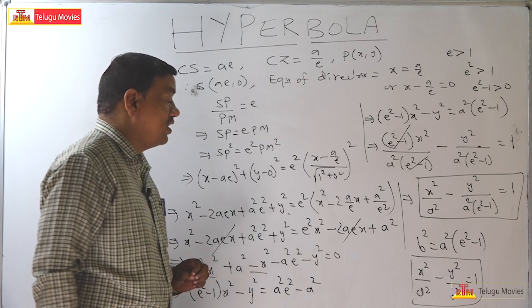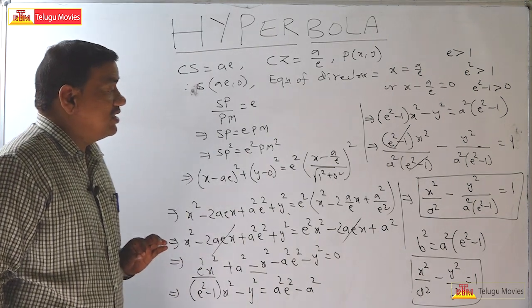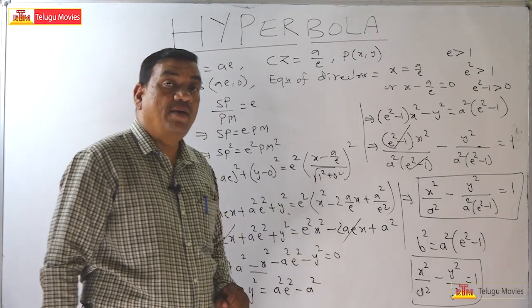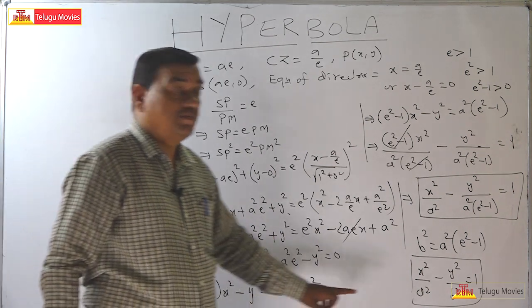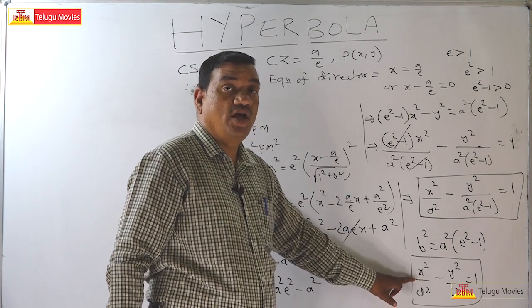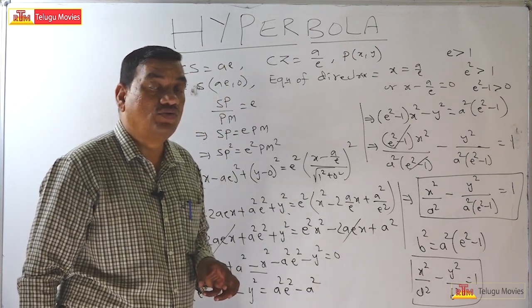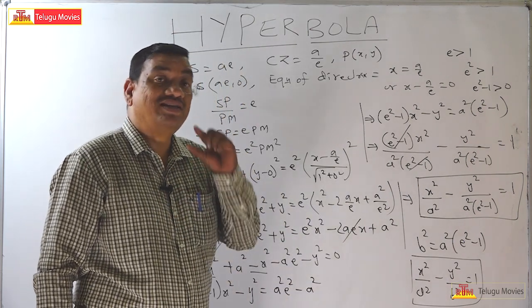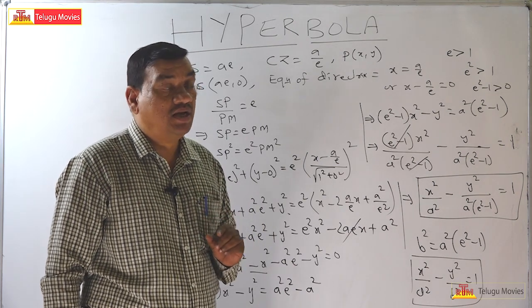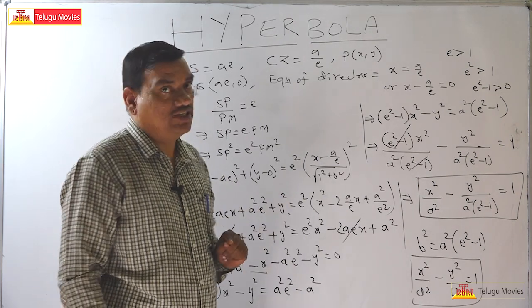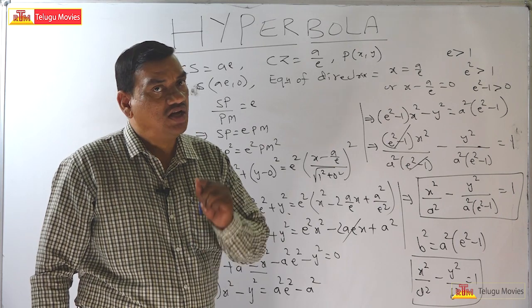Okay, now the equation of the hyperbola is completed. Now, our question is where we have to take the b. What is the length of the b? How to take the b? That I am going to explain. So, let us continue the calculation.